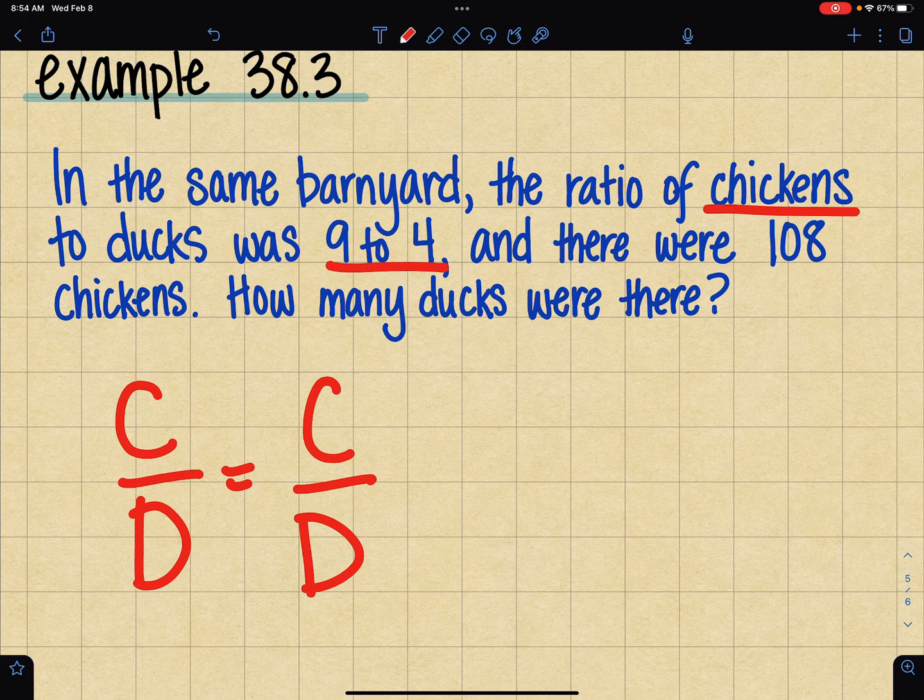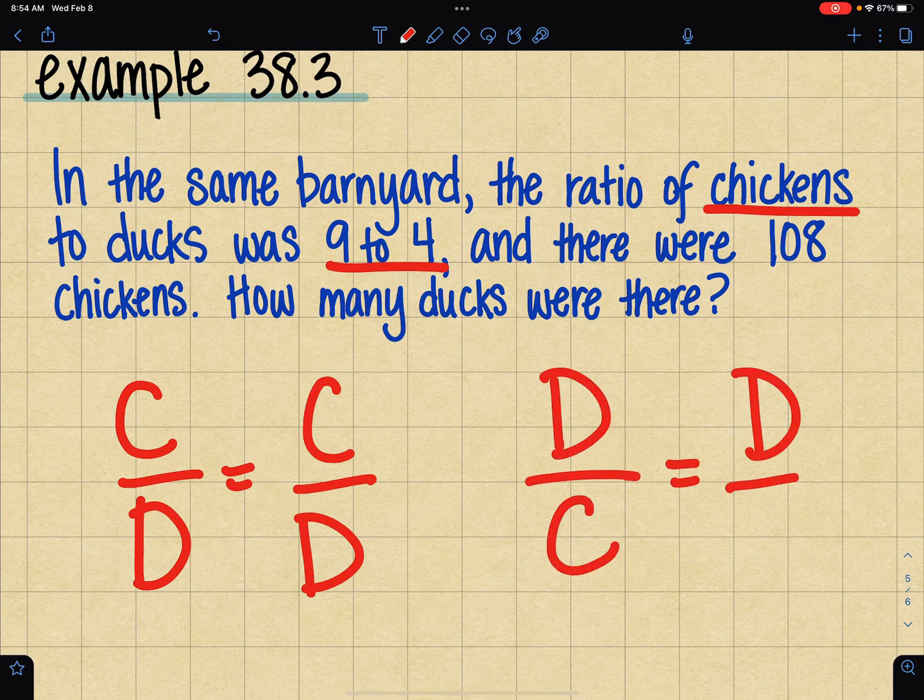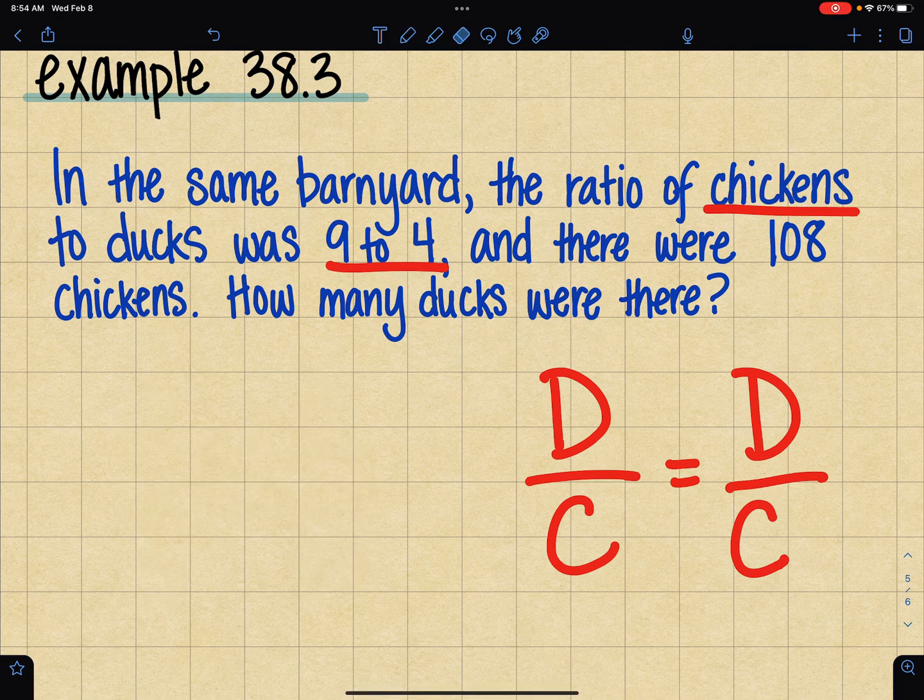The way that they did it in the book, just to show you that it doesn't matter, is they did ducks to chickens is equal to ducks to chickens. So let's do it that way to be consistent with the book, but you could do it either way. So in the same barnyard, the ratio of chickens to ducks was 9-4. There were 108 chickens. How many ducks were there?